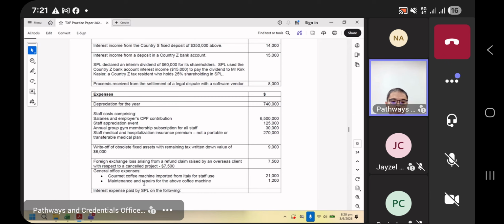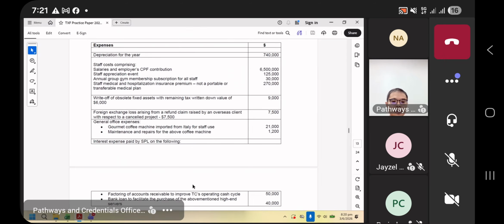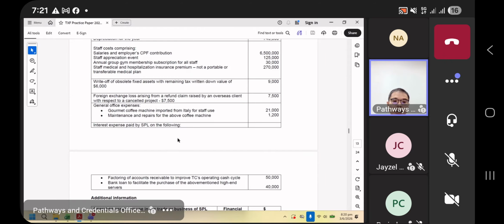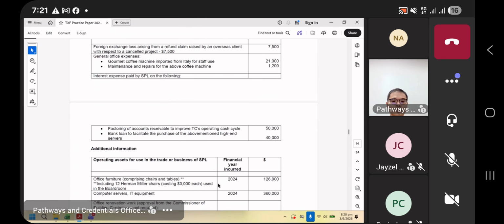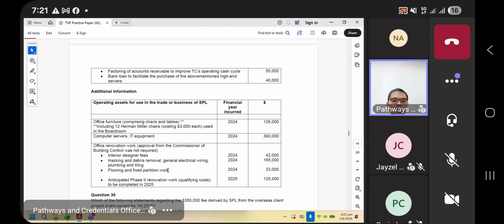Okay, and then you have the maintenance and repairs, which is part and parcel of maintaining the coffee machine. And you also have interest expense that is used for various factoring of the accounts receivable, and also for lending, for incurring bank loan to purchase servers. Okay, then other information will include office furniture.